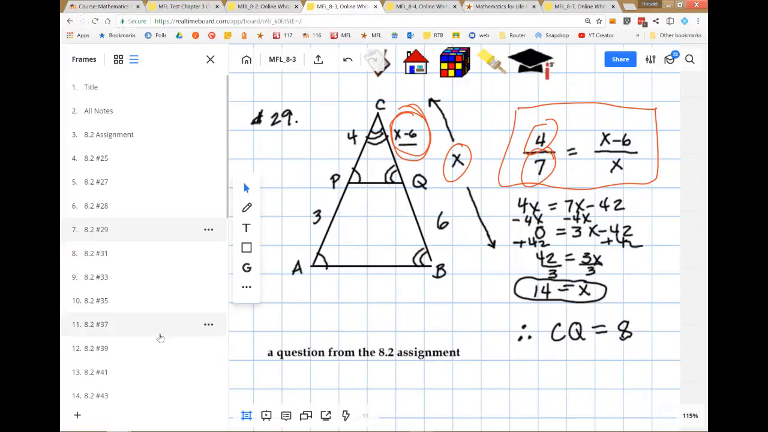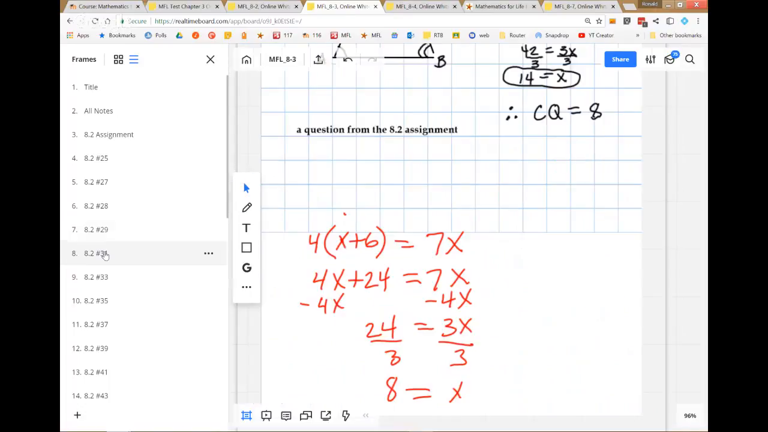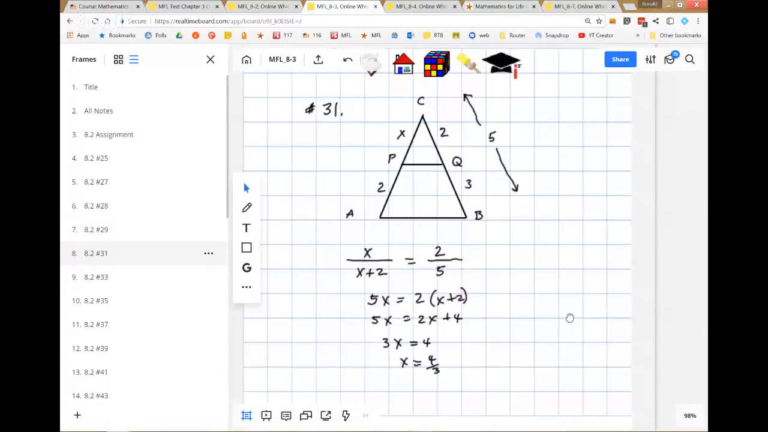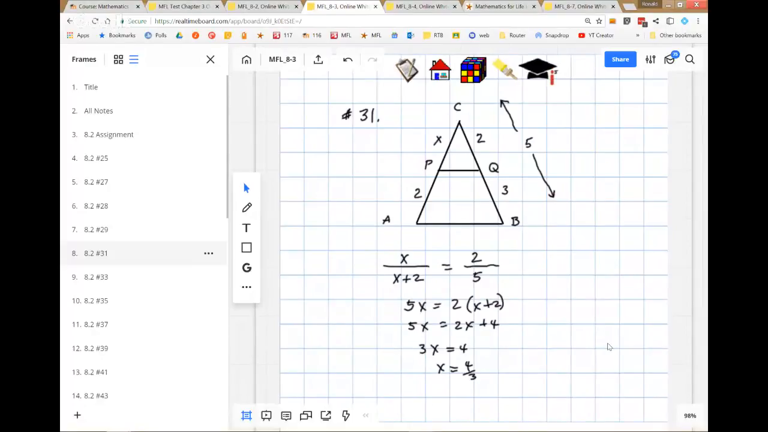You said 31. Same kind of a deal. This one may be a little bit simpler. This time they gave you AP was 2. They gave you BQ is 3. BC is 5. Oh, so in effect, they just told you CQ. But you don't know PC. So that's what I called X, because that's what you were supposed to find.